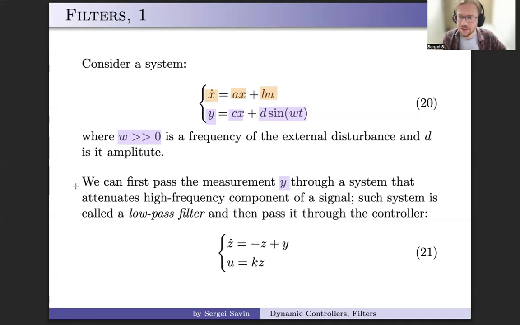So our low pass filter, how would we describe it? Well, I propose the following low pass filter, where we take Z dot equals minus Z plus Y. Right? And then the controller would be a linear controller, U equals KZ. Right? All right. Let's study how it works.